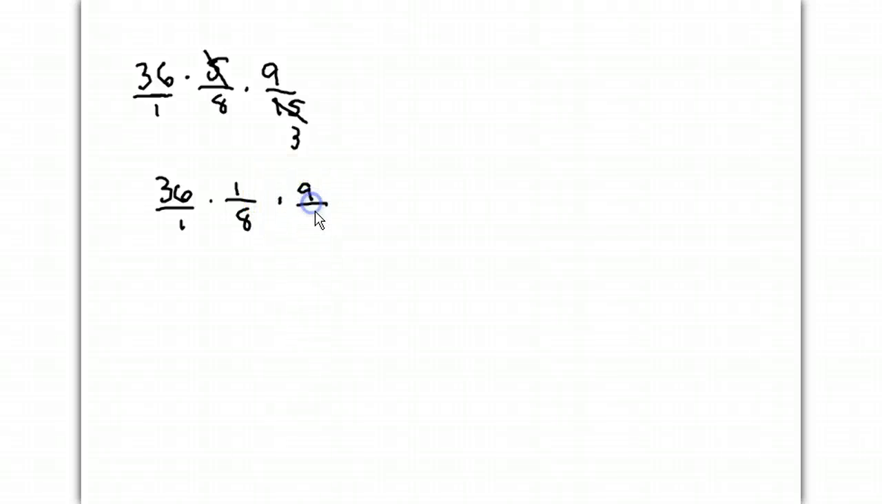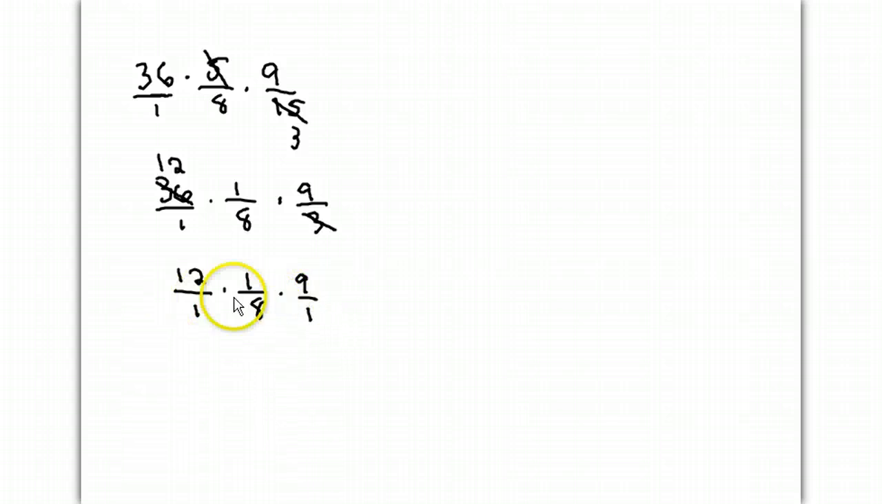times 9 over 3. Now I also know that this 3 can go into 9, but it can also go into this 36. So I can cross 3 out and it will go into 36 12 times. So what I have now is 12 over 1 times 1 over 8 times 9 over 1.